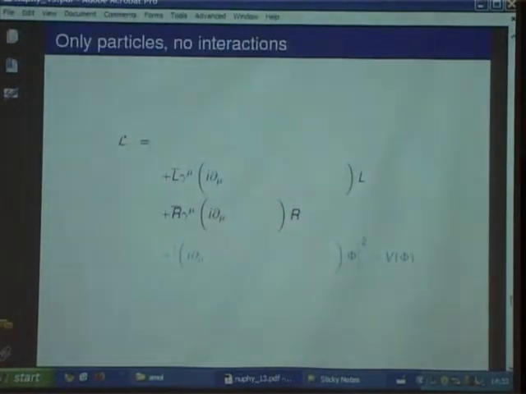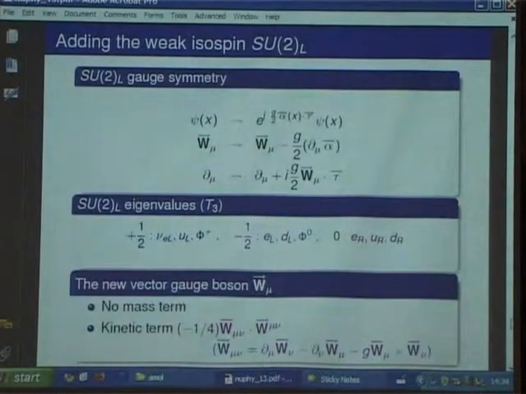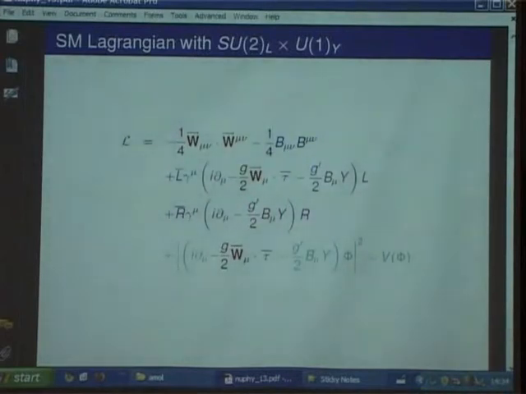If I really wanted to get a Lagrangian, I'm starting first with only particles, no interactions. Then we added U1 gauge theory, and that gave us these red terms. Then we added our SU2L, and SU2L gave us these red terms. So now we have the gauge part of that. This part of the Lagrangian was something that was forced on us. As soon as I tell you that my Lagrangian is SU2L cross U1Y, I cannot escape this. So this is compulsory.